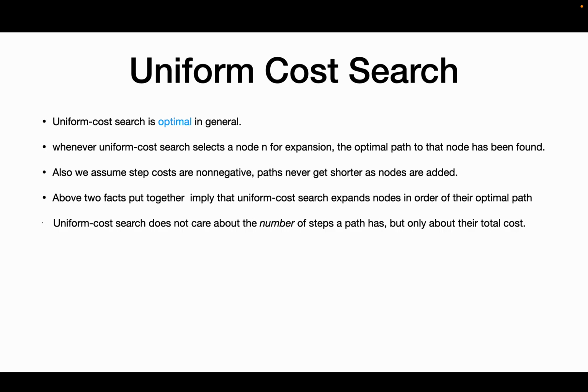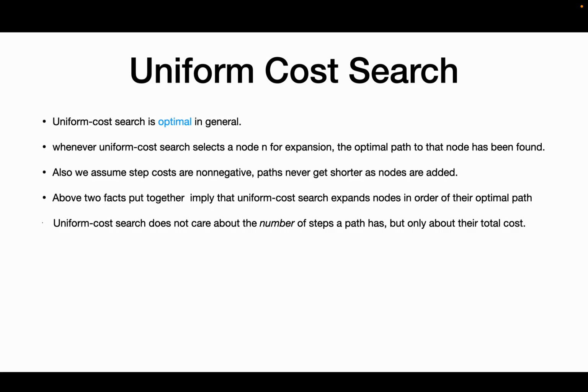Whenever uniform cost search selects a node for expansion, the optimal path to that node has been found. Also, we assume that all the costs are non-negative, which means that there are no negative costs. So using these two conditions, we can say that uniform cost search will always provide you the optimal path.